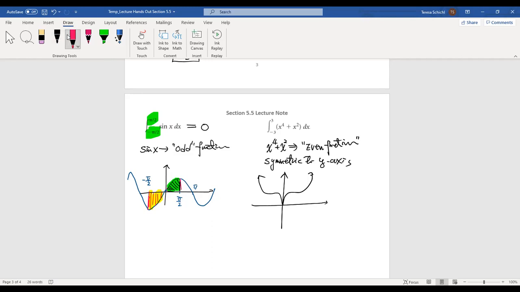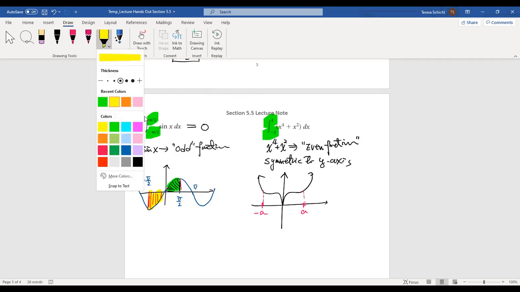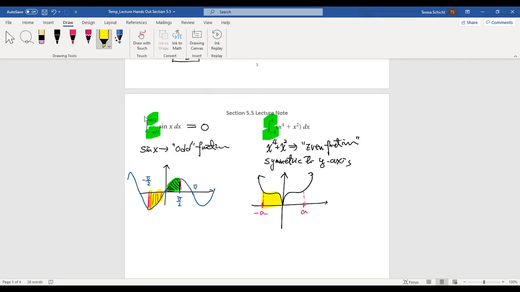Now if you have the integration, the same thing applies here: if your integration limit is symmetric, that means, for example, if this is your negative a and this is your a. If it's symmetric, what are you trying to do here? You are trying to find these two areas, right? So this will be one area here, and this will be another area here.